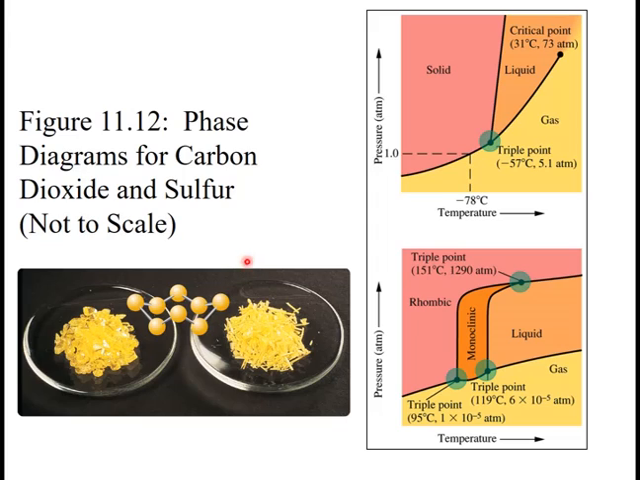So this is a phase diagram for carbon dioxide. Okay, and so at 1 atmosphere, we see at room temperature it's a gas. Room temperature would be somewhere out here. It has a triple point of minus 57 degrees and 5.1 atmospheres, and it still has the solid, liquid, and gas.